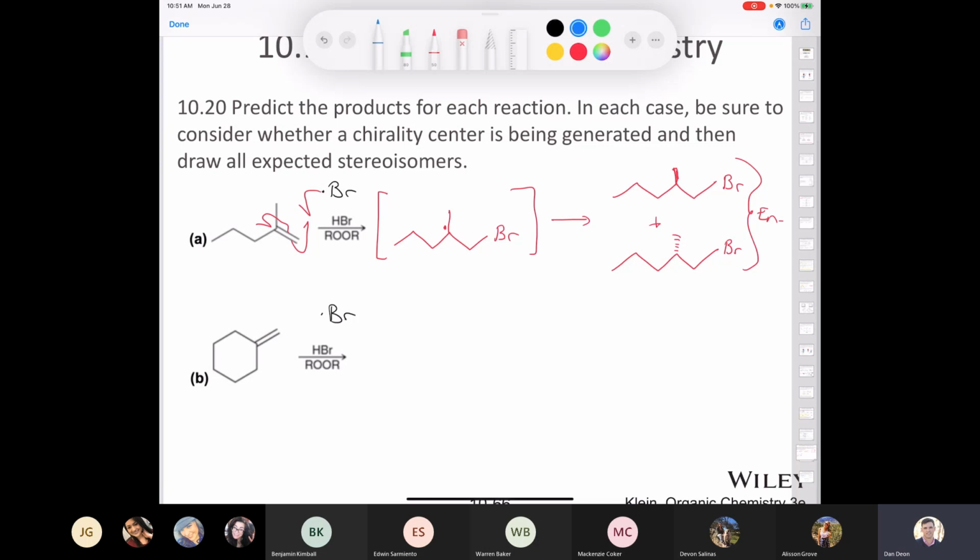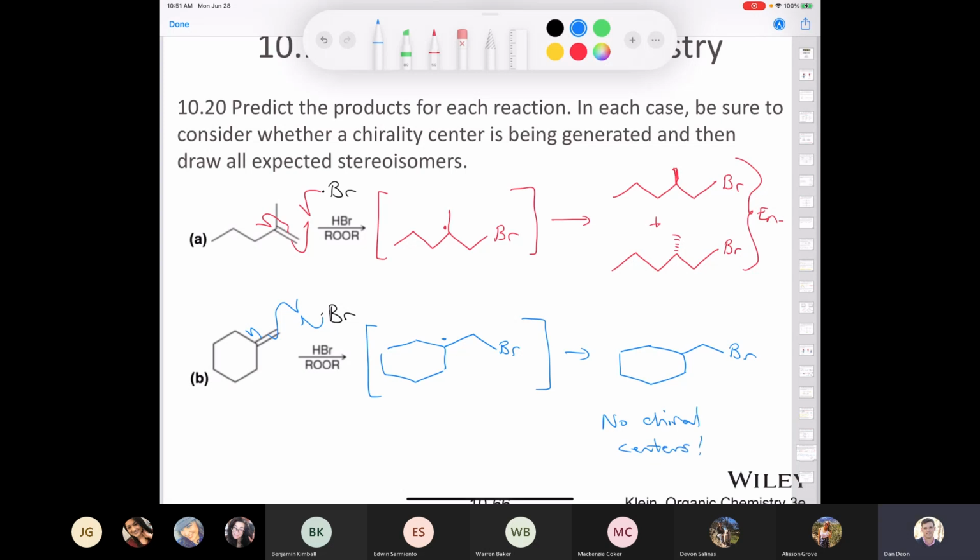In the next one, I have my bromine radical. Let's draw it out. Let's try some curved arrows here. Okay, I'm going to add to the less substituted carbon to form the most stable radical. Okay, and this has no stereocenters, right? After I do the hydrogen abstraction here, I end up with this compound over here, which has no stereocenters. So no chiral centers to even take into consideration here whatsoever.